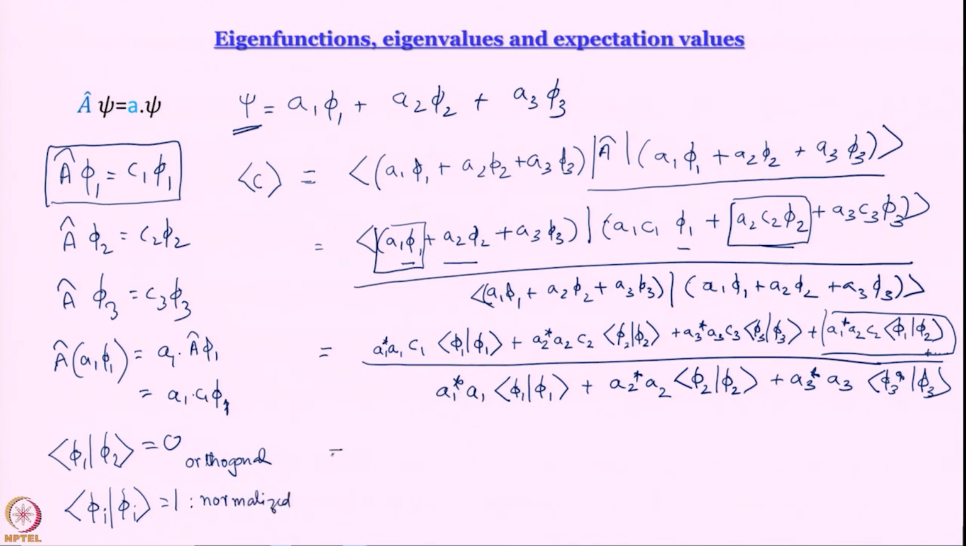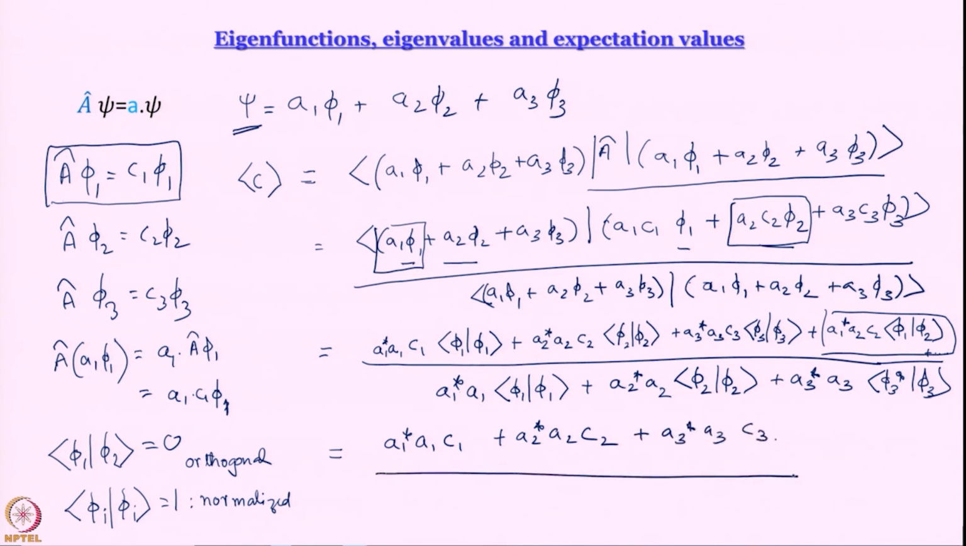So, what does the average value turn out to be? It turns out to be A1 star A1 C1 plus A2 star A2 C2 plus A3 star A3 C3 divided by A1 star A1 plus A2 star A2 plus A3 star A3, alright. This is your average value.